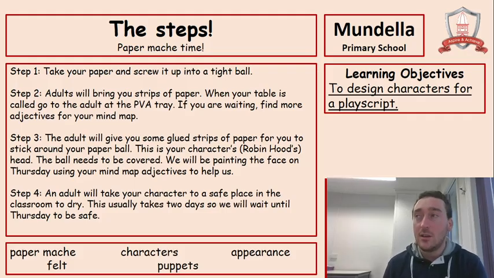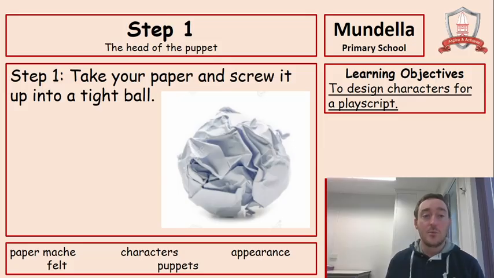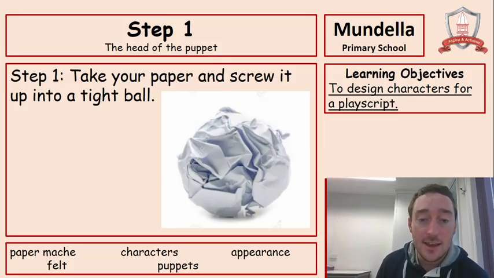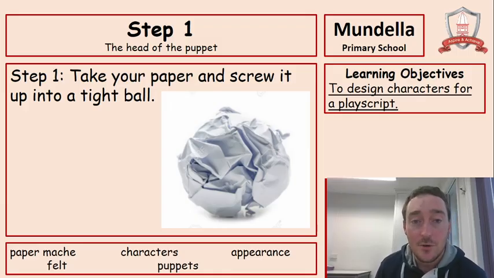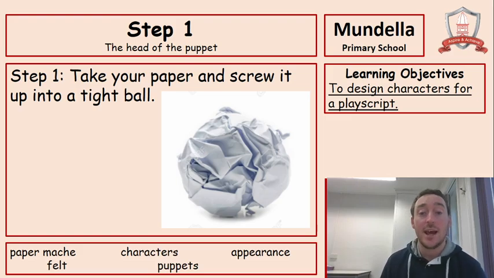Usually somewhere that is exposed to the sun means it will dry quicker, and it usually takes 2 days, so obviously we'll be waiting till later in the week to continue them. So step 1. This is where we take the paper and screw it up into a tight ball. So if you have maybe 2 or 3 sheets of paper, I want you to screw them up now and make a head with a paper ball that will be the head. Pause the video now and give that a try.